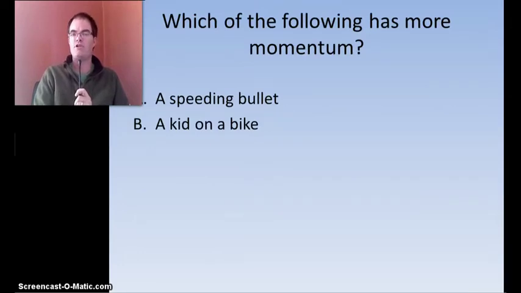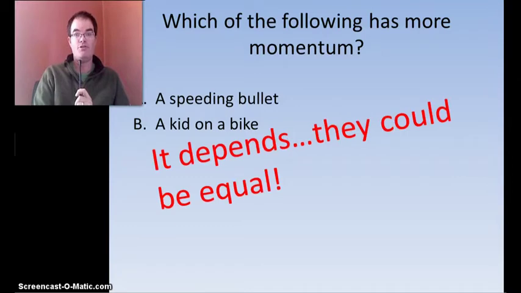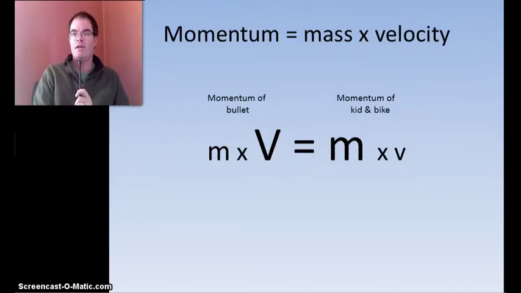Now let's take a look at this question. Which of the following has more momentum? A speeding bullet or a kid on a bike? What do you think? Well, it turns out these could be equal. They don't have to be equal, but they could be. Let's explore how that could work.